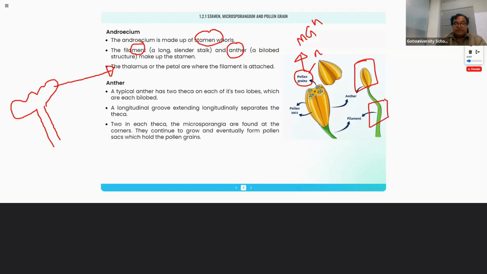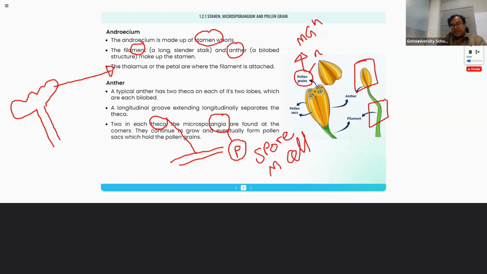So the anther has two layers. The layers of the anther we call theca. The anther has microsporangium, which is singular, and microsporangia, which is plural. This microsporangium has spore mother cells. For what? To make the spores. So a spore mother cell is a cell which is present in microsporangium.